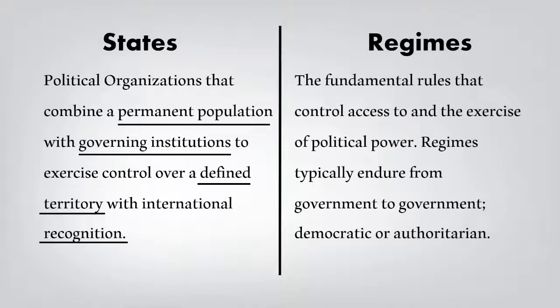And regimes, like I said earlier, are the fundamental rules that control access to and the exercise of political power. Well, I say something similar to that. Regimes typically endure from government to government, and they can be categorized as democratic or authoritarian. Now, with these two categorizations, which one is probably going to be the most free to the people? Yeah, you're right. The democratic regime. So those are going to have probably the most protection of the people, the most rule of law, the most granted civil rights and civil liberties, and the least restrictions by the government.